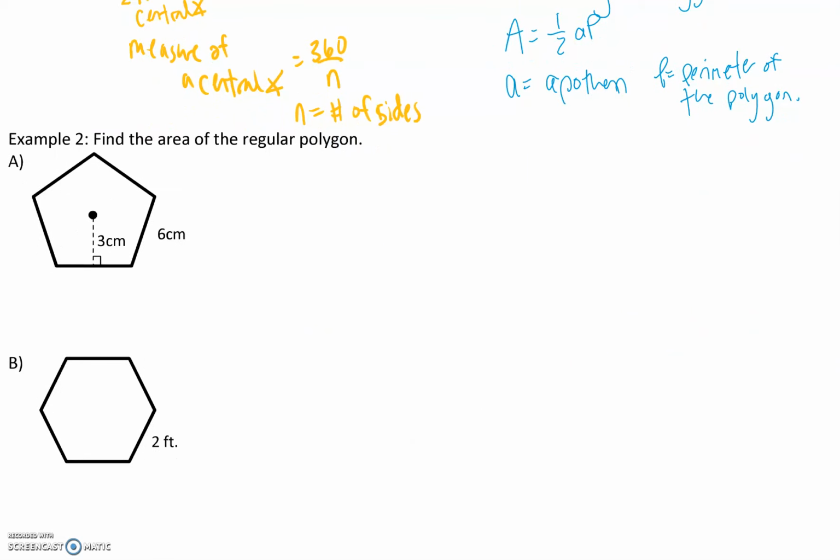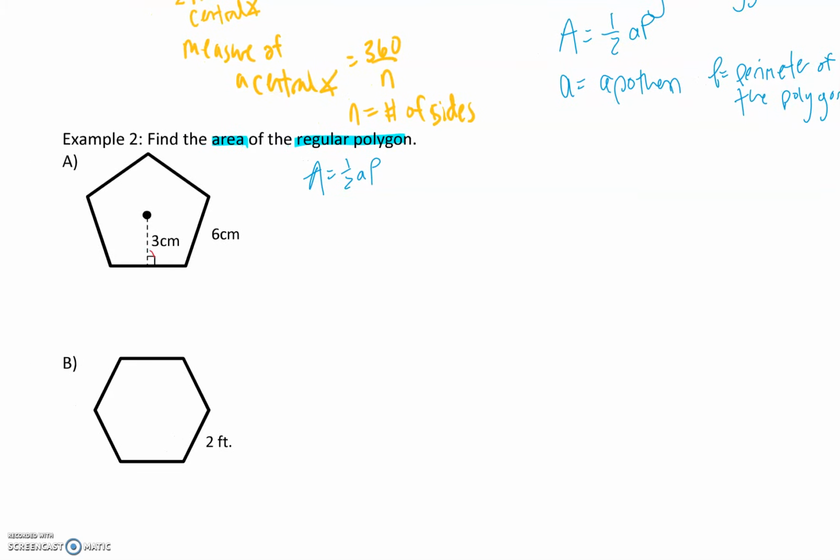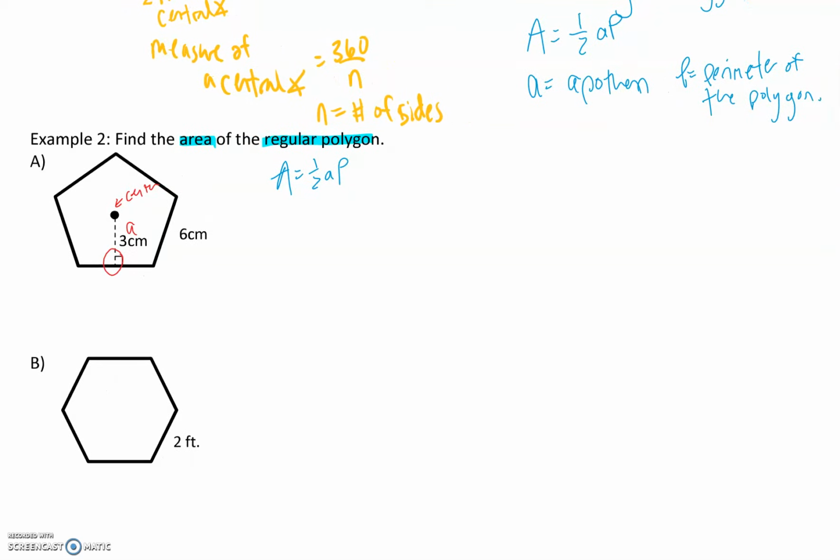So remember to look carefully at the directions. It says, hey, we're working with a regular polygon. I want to find the area. So let me pull up my formula. Area is 1/2 apothem times perimeter. Then I look at my diagram and ask, what does it tell me? Well, I know the apothem is 3 because I see this right angle coming down from the center to the side. So 3 is my apothem. 6 is my side length, so I can use that to find the perimeter. Perimeter is 1, 2, 3, 4, 5 sides times 6, which is 30. And my apothem is 3.